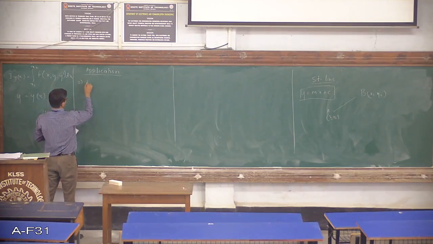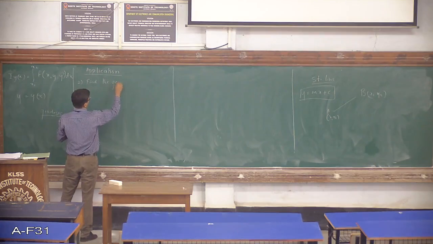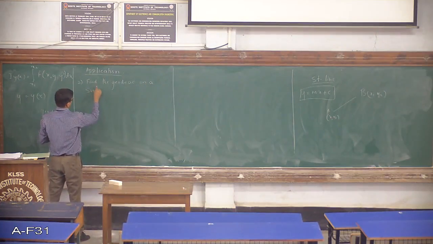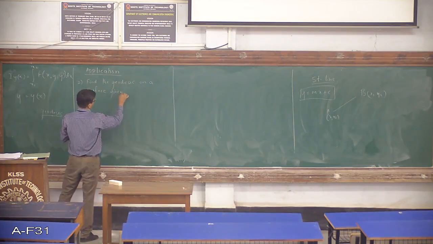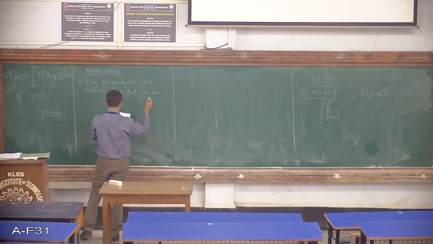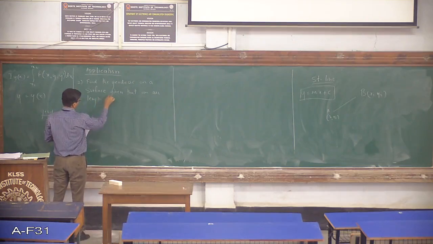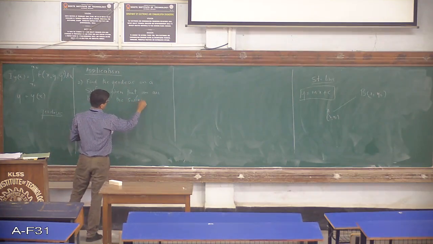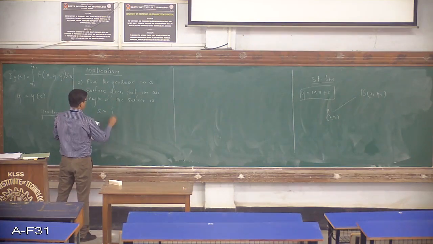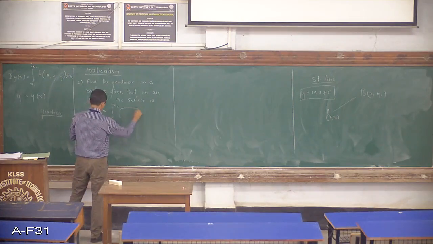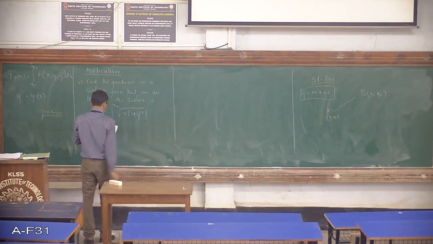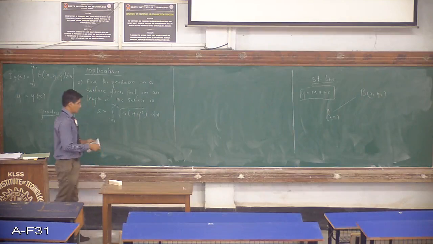Let us see one more example. Second example: find the geodesic on a surface, given that the arc length of the surface is S is equal to the integral from x1 to x2 of the square root of x into 1 plus y prime square, into dx.